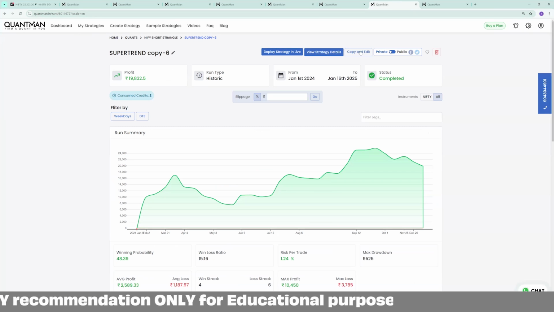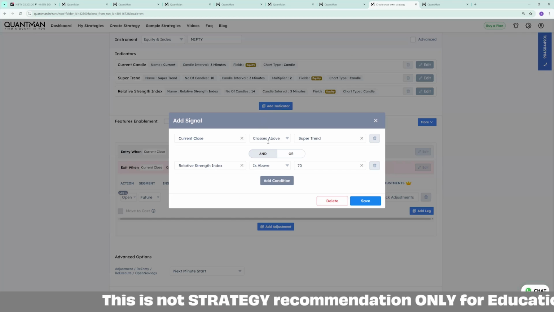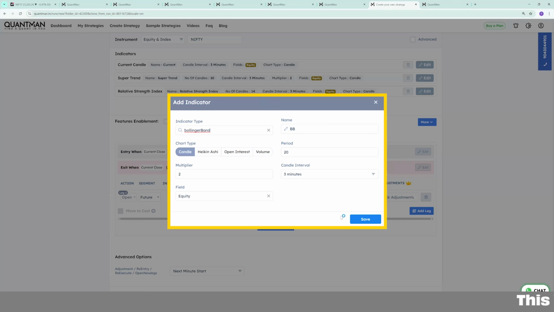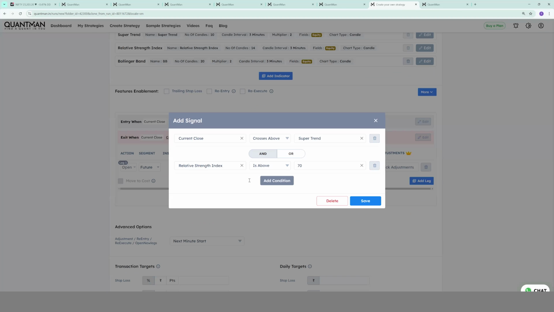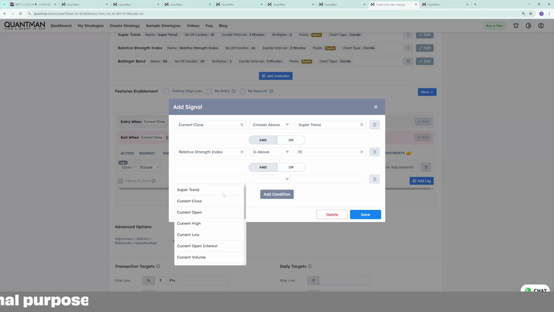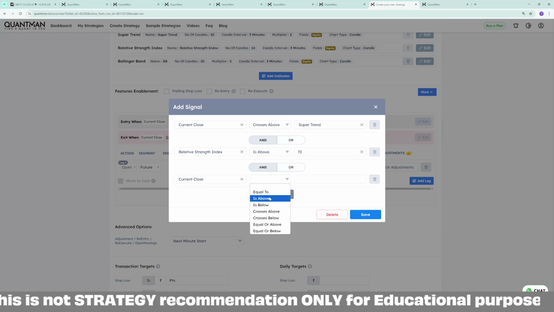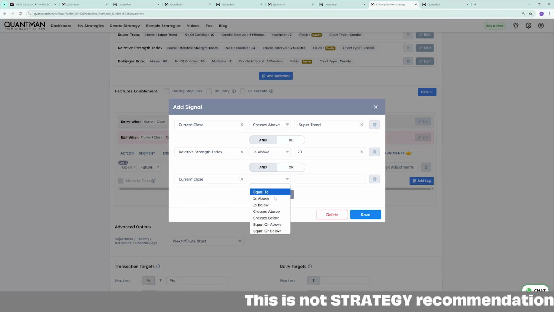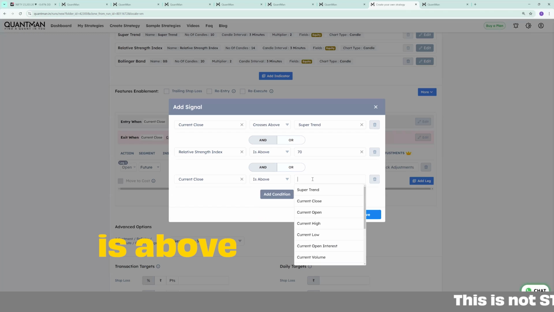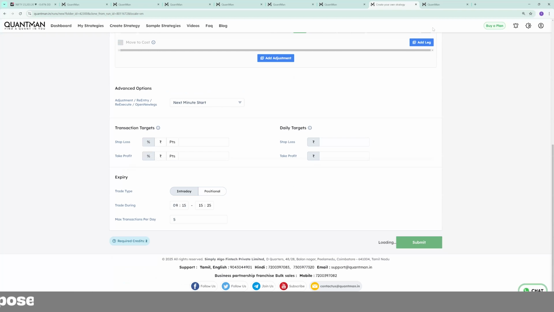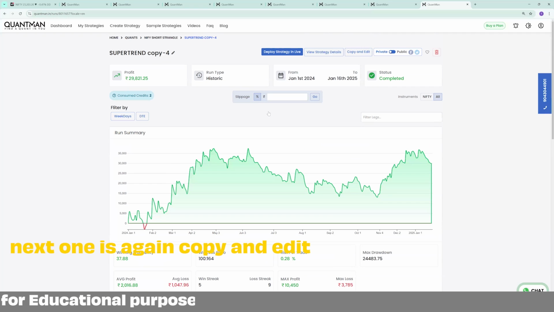So what I do, I add one more indicator, add indicator, Bollinger Band. Default value, no other changes, add condition and current candle close. Bollinger Band is an overlaying indicator, so we need to use the current candle. Current candle close is above BB upper Bollinger Band. No other changes, submit. Next one is again copy and delete.